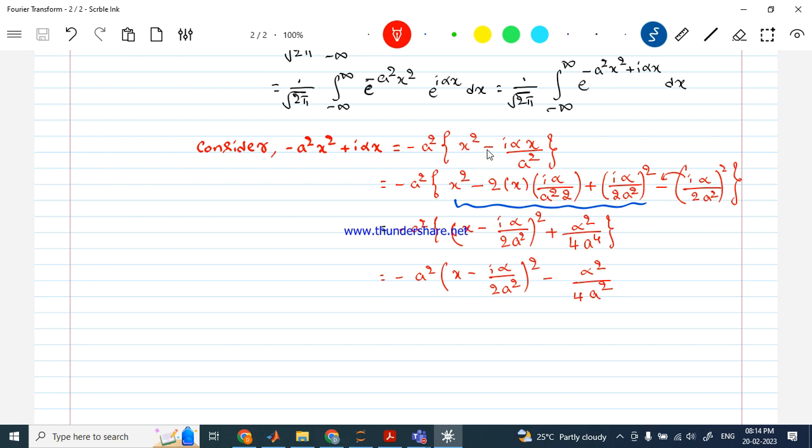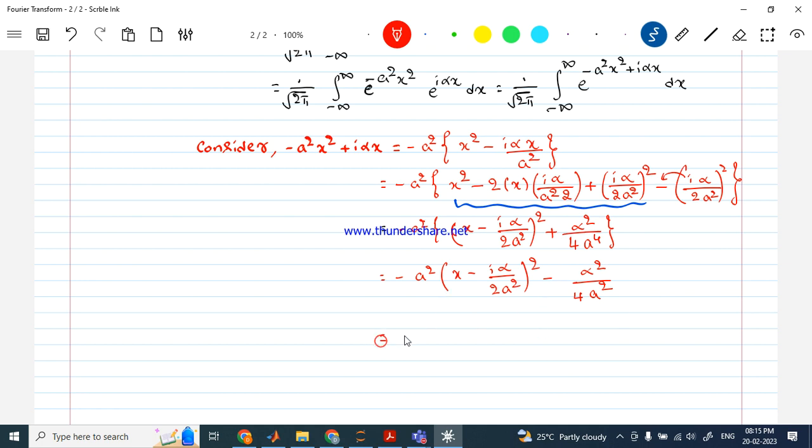This is my a square, and I want to write it in the form of 2ab. So the role of a is played by x, so that is 2a, and write the remaining part of it. The remaining part is i alpha by a square, and to balance it I need to have 2 in the denominator. This is my b, a square minus 2ab, add b square, subtract b square. Now this becomes a minus b whole square plus square of this one, which is alpha square by 4a power 4. Multiply minus a square inside, you have this expression.